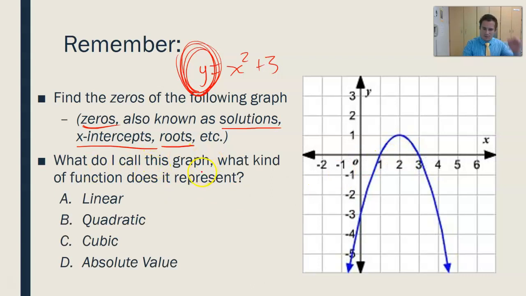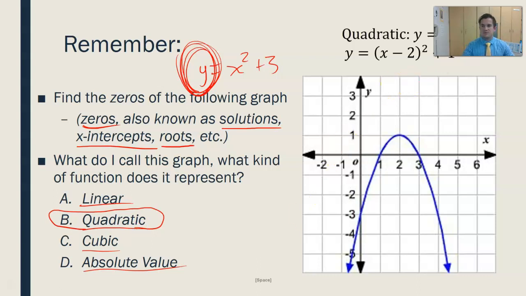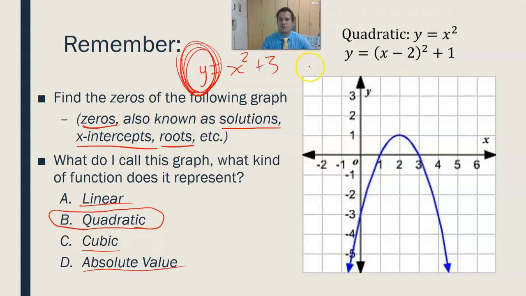What do I call this graph? What kind of function does it represent? We talked about a bunch of different kinds of parent functions last year: linear functions, quadratic functions, cubic functions, absolute value functions, etc. This function is going to be a quadratic function. Specifically, here is the formula: y equals (x minus 2) squared plus 1. Quadratic means I have an x squared in there somewhere. And you notice here that I have two solutions to this function. That's going to come in handy in a little bit.